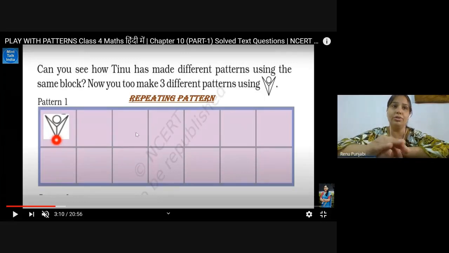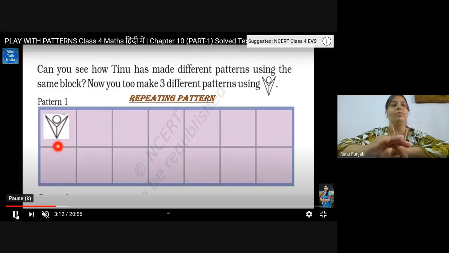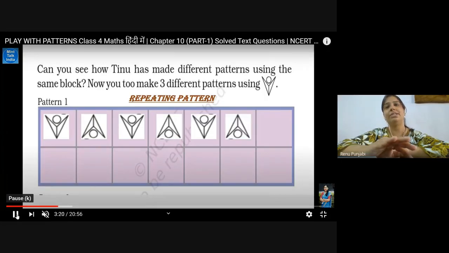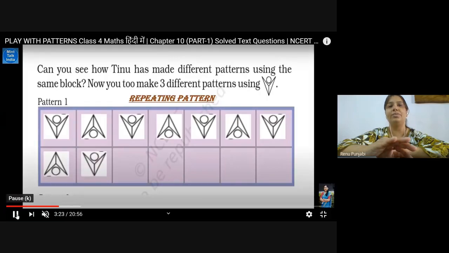I will also show you one pattern. Look here. One up, one down we can also make. That is, we can say half a turn. Then again we can do half a turn, half a turn again, and half a turn again. This is also one pattern we can create with this block.